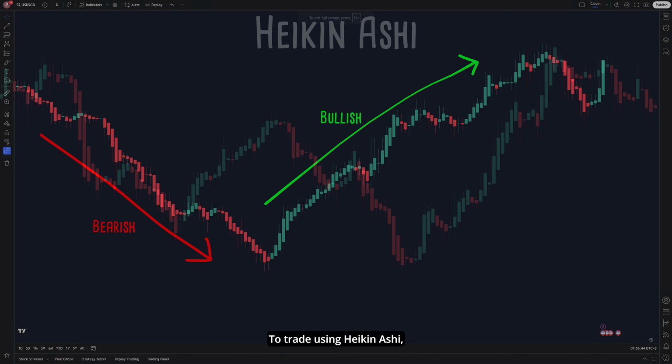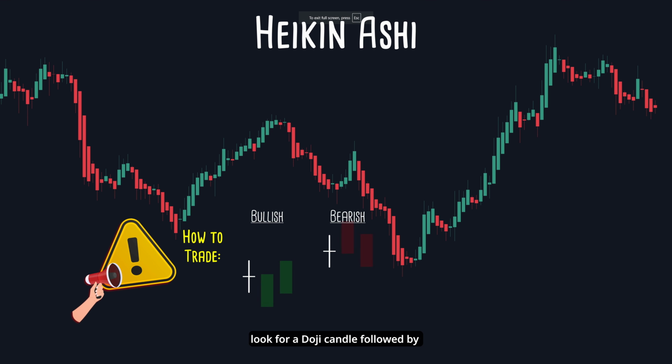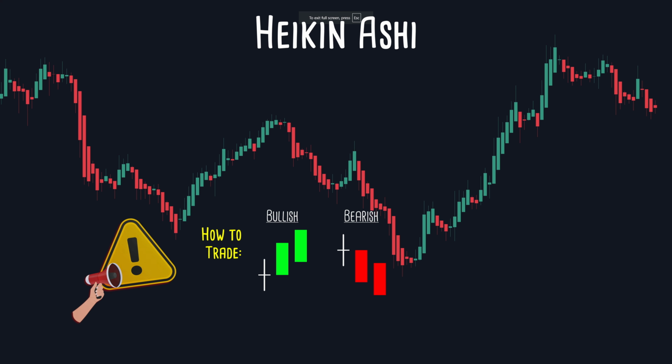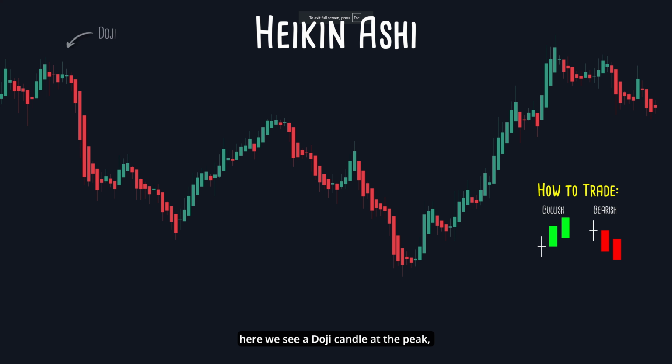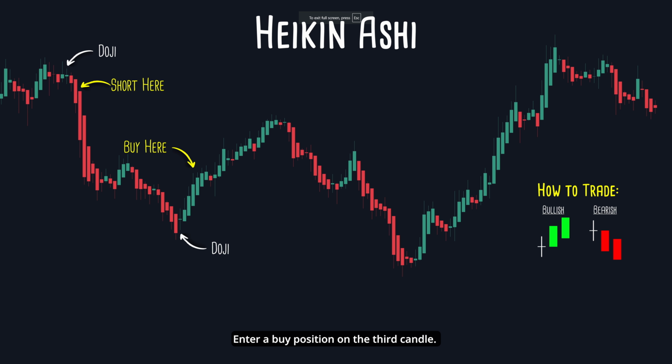To trade Heikin Ashi, look for a doji candle followed by 2 candles in the opposite direction to confirm the reversal. For example, here we see a doji candle at the peak followed by 2 red candles. This is your cue to enter a short position on the 3rd candle. Similarly, at the bottom, we see a doji candle followed by 2 green candles. Enter a buy position on the 3rd candle. The same principle applies to here and here.